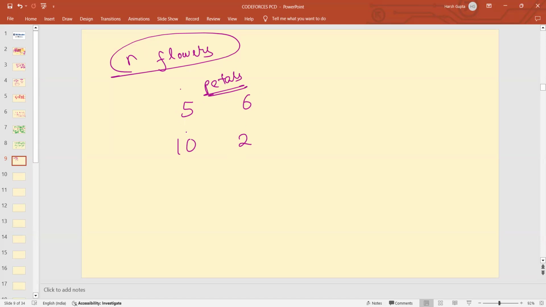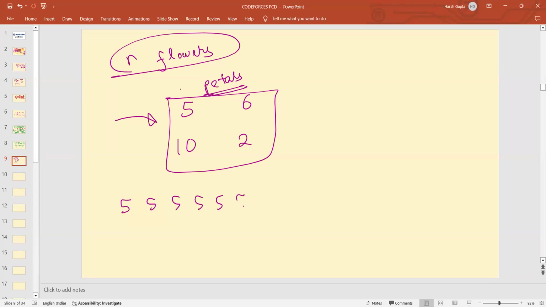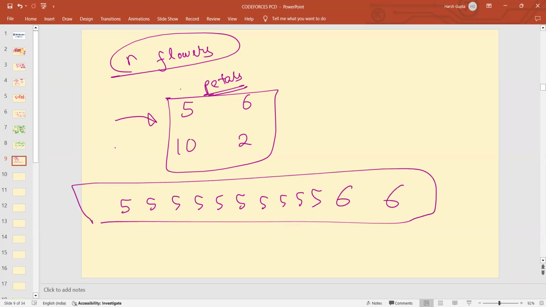So what is the difference? If this example would have been given in the previous question, it would have been given something like this: 5 written 10 times, and 6 2 times. So this was the previous question and this is the current question. That is the only difference. Okay. But what was the advantage in previous question? In the previous question, you had the array.